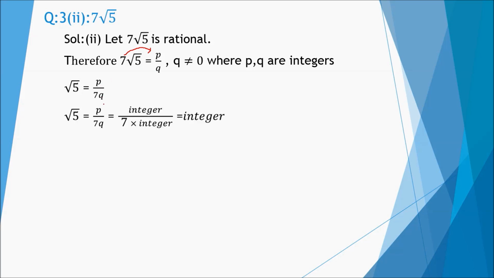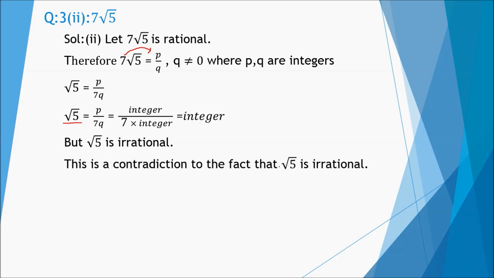So p and q are integers. It means it is equal to integer divided by 7 multiplied by integer. So the answer is an integer. Now we know that square root of 5 is irrational. This is a contradiction to the fact that square root of 5 is irrational. So what we assumed is wrong. It means 7 square root of 5 is an irrational number.